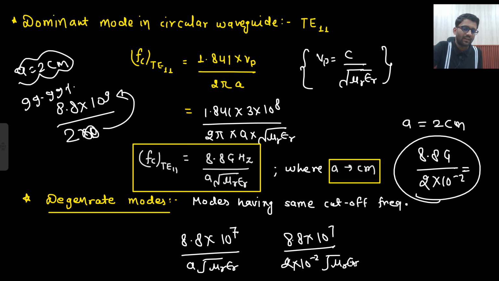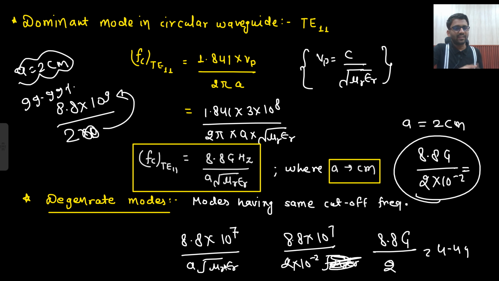Then mu r, epsilon r, let's just say these are 1 only, so forget about it. So what do you get? 8.8 into 10 to the power 9. That means gigahertz divided by 2, so 4.4 gigahertz. So A will be mostly in centimeter only. That's why I have already taken the centimeter upward and made it 10 to the power 9. So this is my 8.8 gigahertz where A is in centimeter. Is that clear to you?